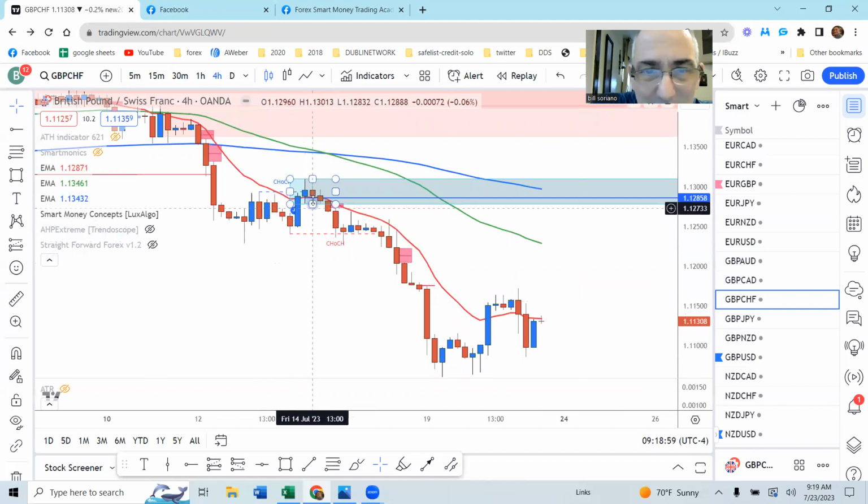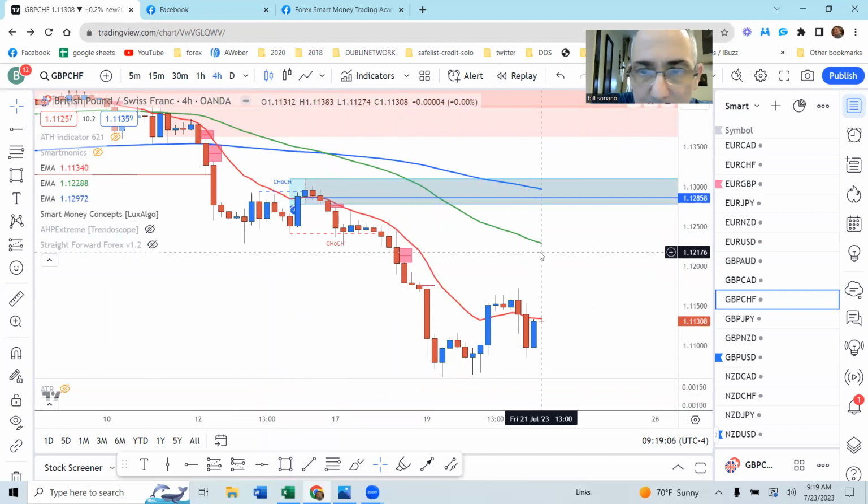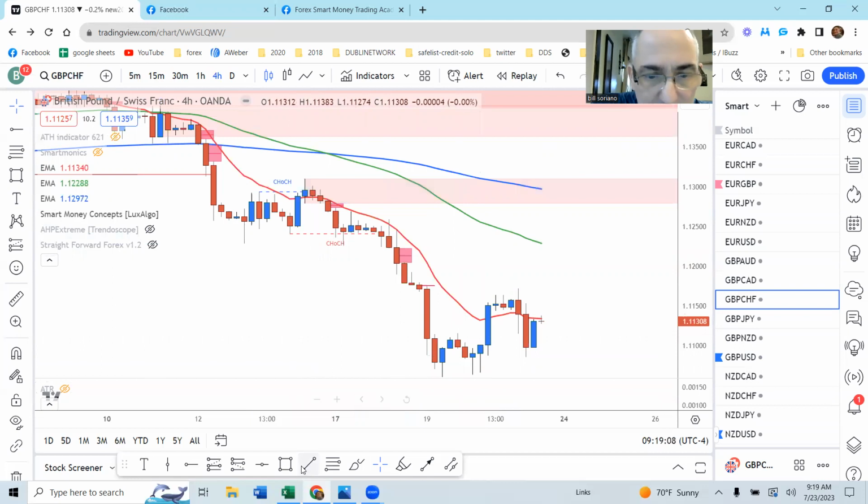Okay, I don't like it. It's not really an engulfing candle. There's not much imbalance. Let me just remove these drawings for a second here.